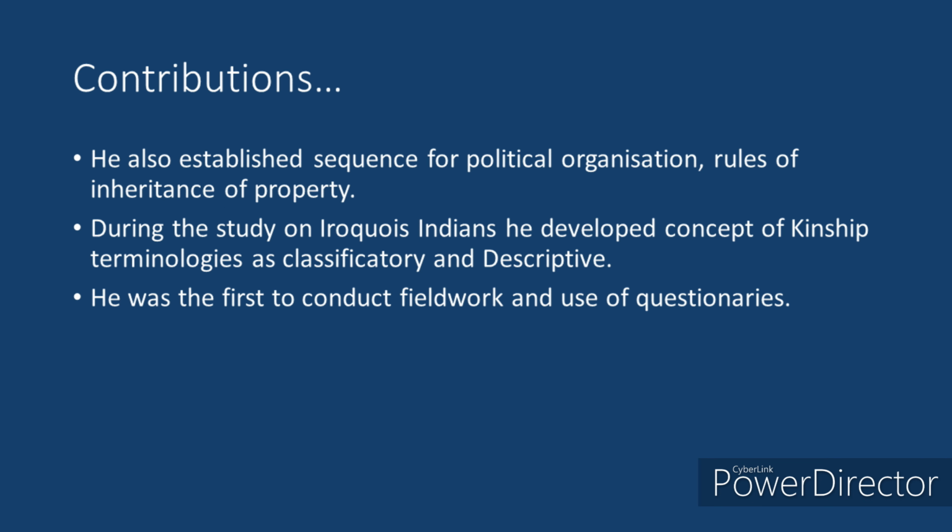He worked on the kinship terminologies, and he divided the kinship terminologies into two types. One is classificatory kinship terminologies, and another one is descriptive kinship terminologies. When we discuss the topic of kinship, we will discuss thoroughly what these descriptive and classificatory terms are. But as of now, just understand that Morgan divided kinship terminologies into two types: classificatory and descriptive.